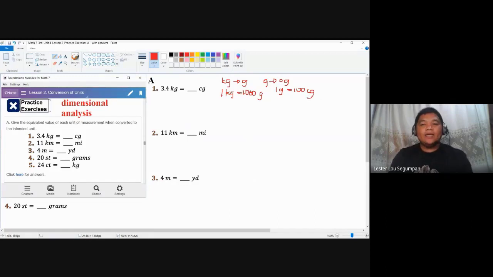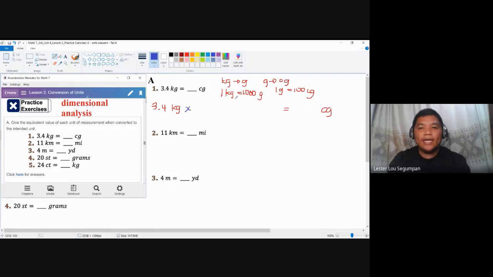Okay, this equivalence here will now be used as conversion factors in the dimensional analysis, converting the given to the intended result. So let us have here 3.4 kilograms. Okay, and then we need to reach a situation where we would like to get the number of centigrams. To do that, we are simply going to multiply the given with these conversion factors here.